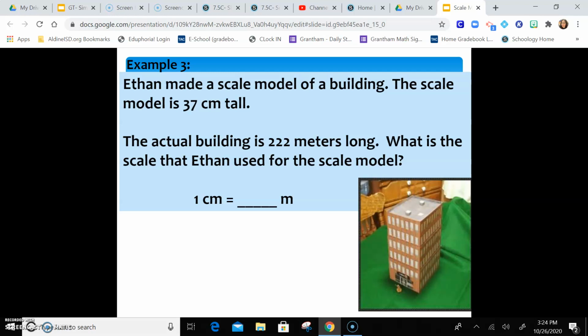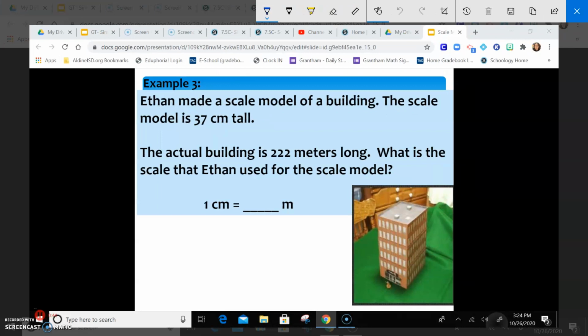So if you notice here on the maps, they usually gave us the scale that was used in order to make the measurements either bigger or smaller. Here, I need to basically work backwards to try to figure out what is the scale that Ethan used to create this model building. So just like with my other examples, I am going to be setting up a proportion with my 4 labels in order to figure out what is the scale that Ethan used.